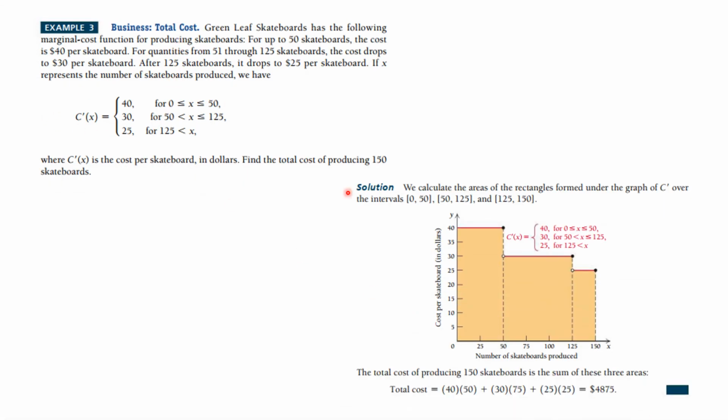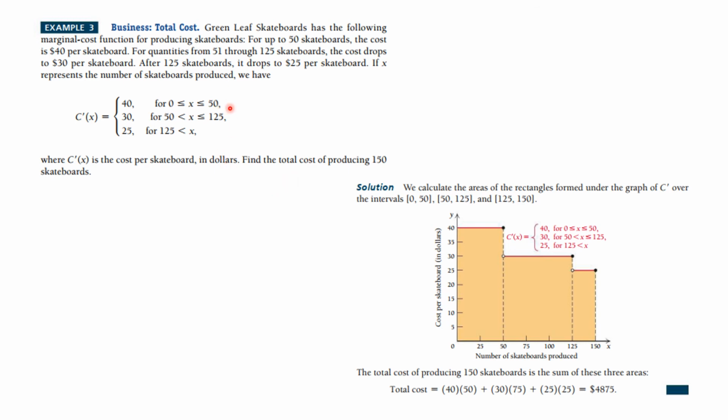Let's do another example. This has to do with business and total cost. The skateboard company has the following marginal cost function for producing skateboards. Remember, marginal cost means the derivative, so C prime of x is equal to this, and you see that the cost goes down the more you make. C prime is the cost per unit skateboard, which is what marginal cost means. Find the total cost in producing 150.